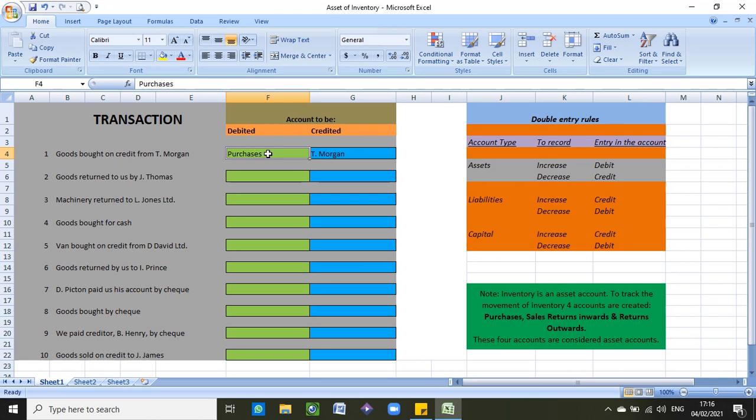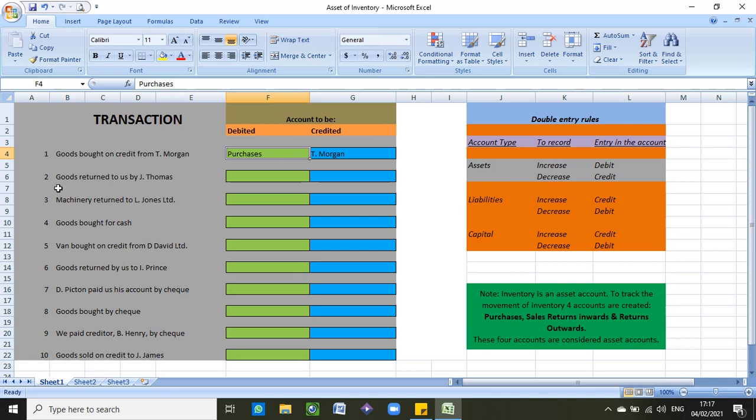Now, why did I debit purchases? Well, I debit purchases because when I buy goods, my inventory will increase. To show an increase in inventory, I will use purchases because I bought, of course, and to show an increase, I will need to do the debit entry. Now, T. Morgan was credited because T. Morgan is a liability. To show an increase in the liability because we owe him, we need to do a credit entry. So that's the reason why T. Morgan will be credited and purchases will be debited.